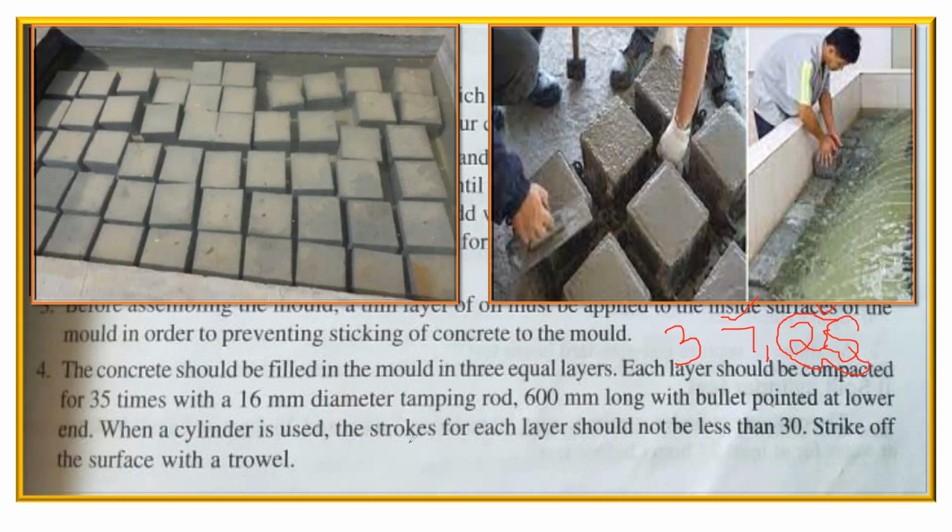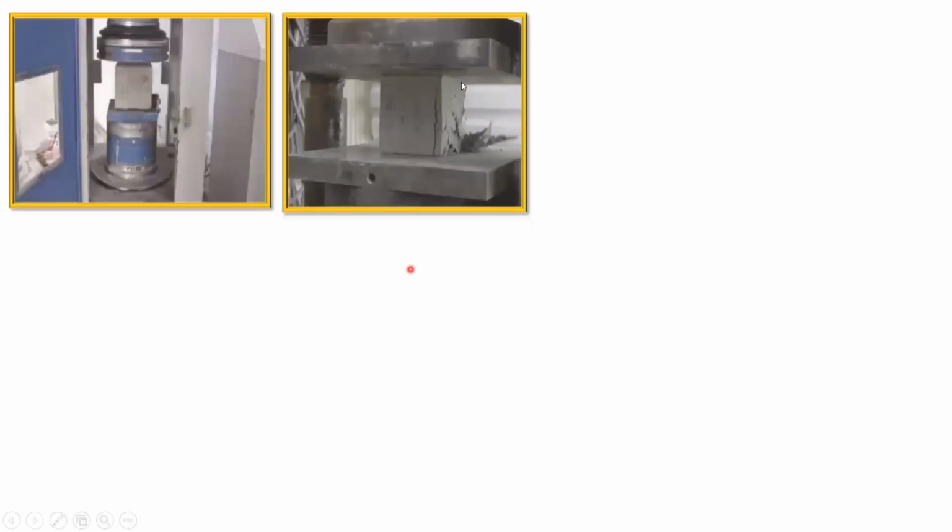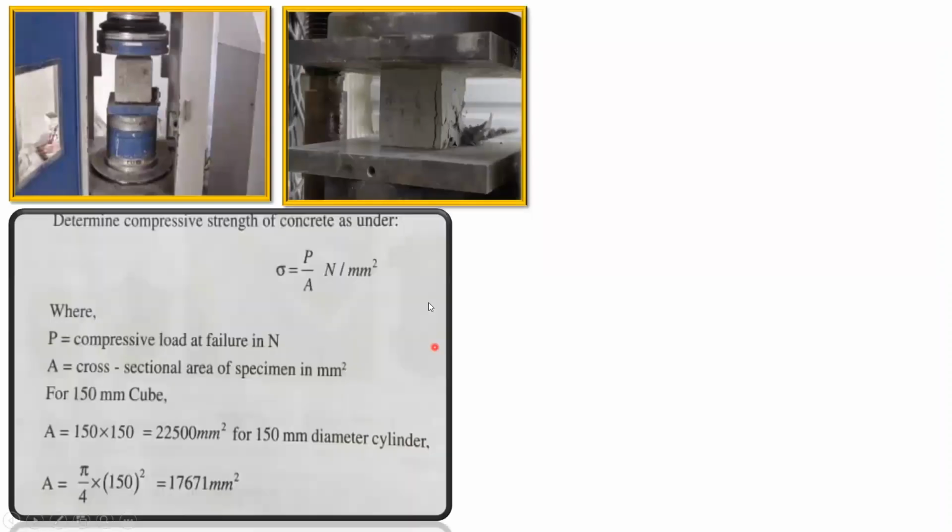Now coming to the testing part. We'll apply a compressive load, as we already saw. One thing we need to remember: the load has to be applied at 14 Newton per mm square per minute. That means you have to apply the load gradually. It should not be an impact load. Slowly you have to keep on increasing the load, so that what will happen?